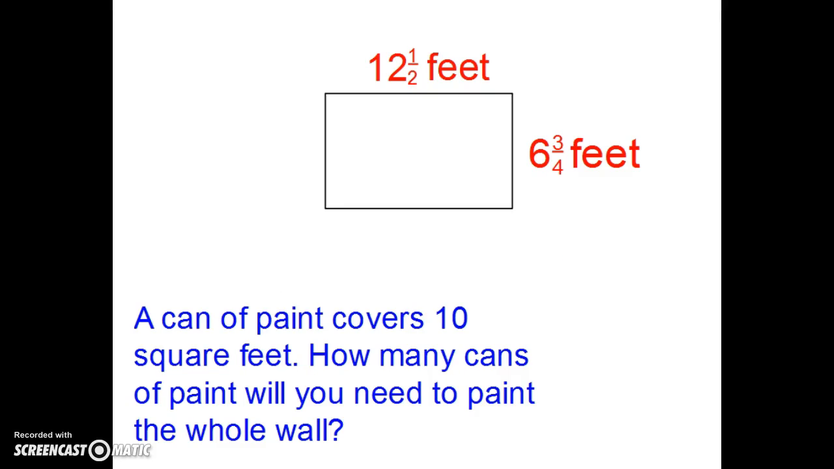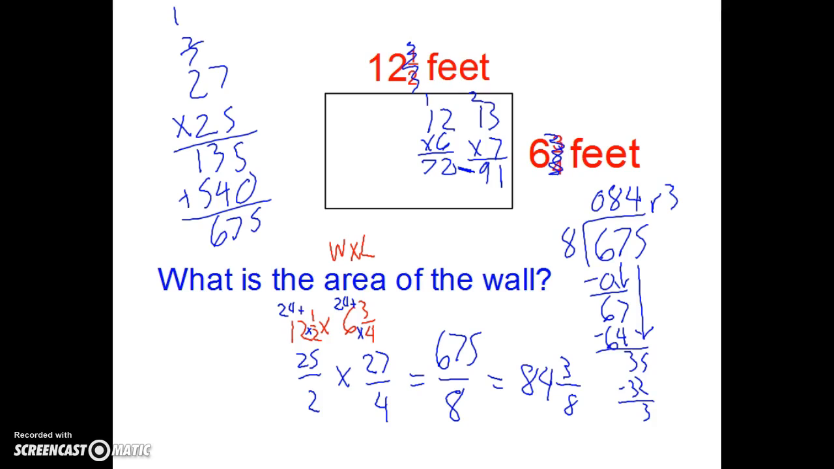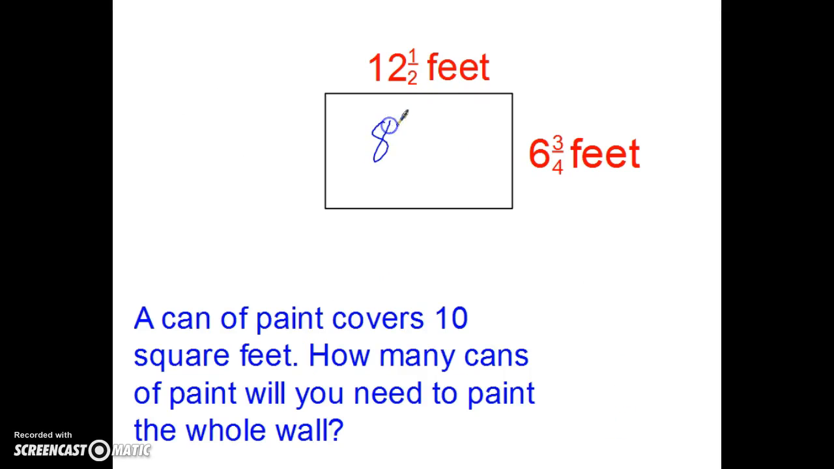A can of paint covers 10 square feet. How many cans of paint will you need to paint the whole wall? Okay, this is the same wall, so I'm going to go back here and get my answer, which was 84 and 3/8 square feet. So now it wants to know, a can of paint covers 10 square feet. How many cans of paint will you need to cover the whole wall?